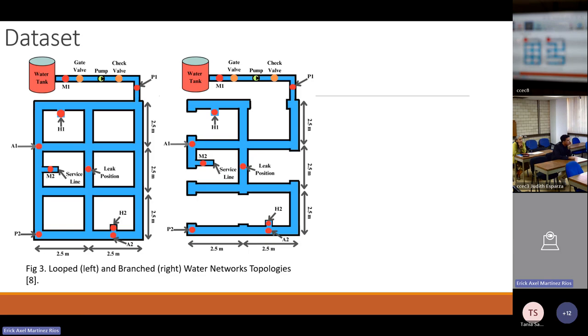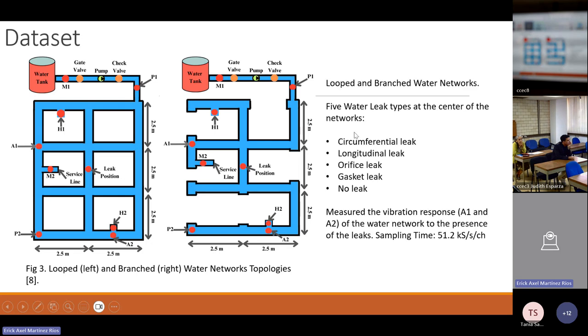Okay. So the data set that we use for this purpose was collected from two water networks, one loop water network and a branch water network. The data set consisted of five leakage types: circumferential, longitudinal, orifice, gasket, and no leak. In particular, the vibration response of the water network to these leaks generated at the center of the water network was measured using accelerometers in the positions of A1 and A2 in this water network. So essentially what we are doing is to use the response of this vibration data to classify these five water leak types in these two water networks.